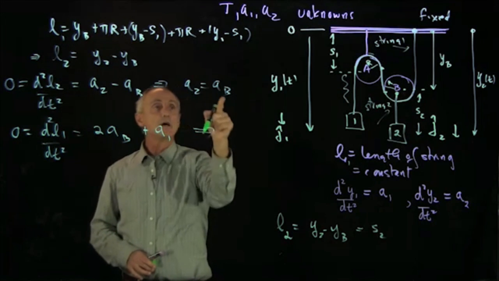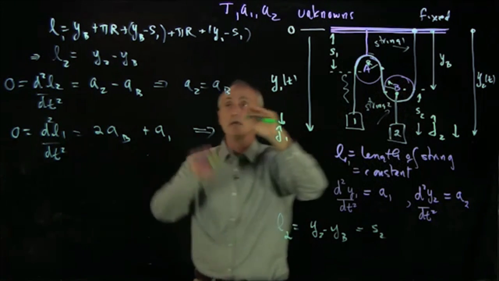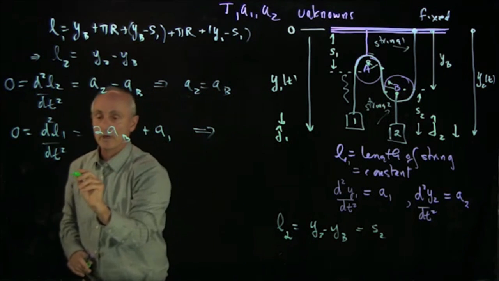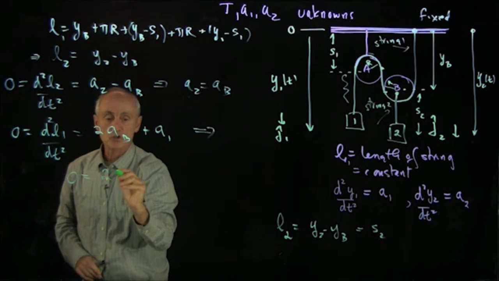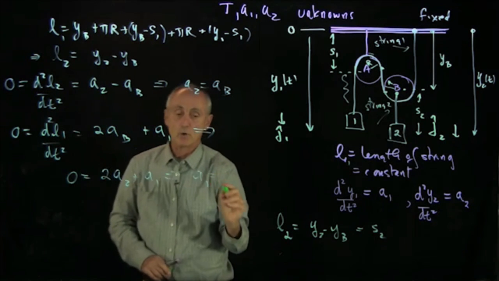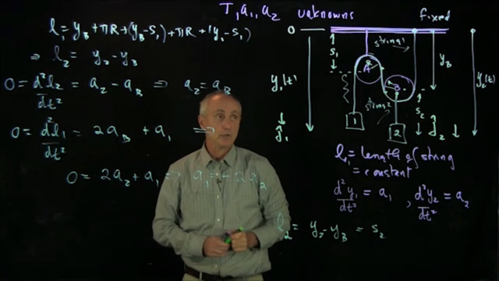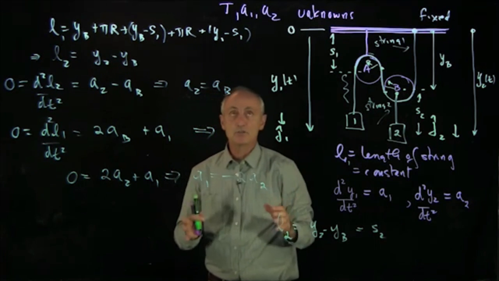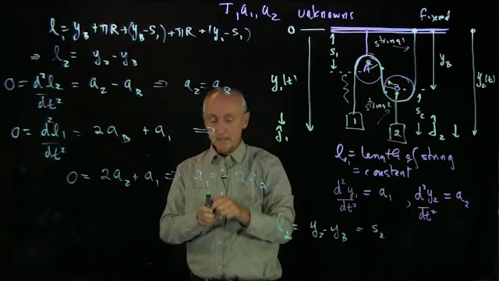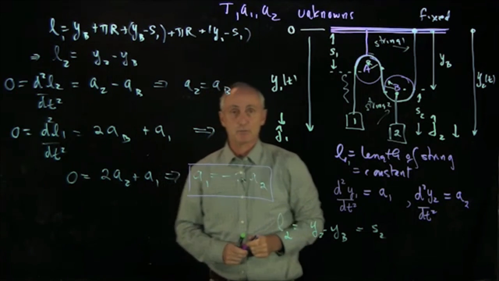Now, because the block 2 and pulley B are accelerating together, we have our condition, which is 2a2 plus a1 is 0, or that a1 is equal to minus 2a2. And that is the extra constraint condition that will enable us to solve the system of equations.